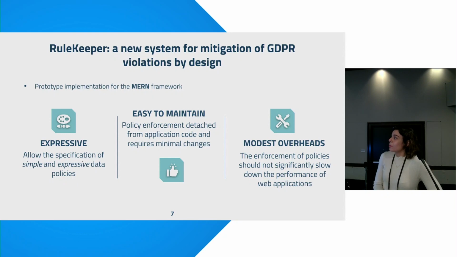For this reason, we built RuleKeeper. RuleKeeper is a system to mitigate these GDPR compliance violations in web applications by design. We built a prototype for the MERN framework, the one that I showed you in the example. And when building RuleKeeper, we focused on 3 main properties. So we wanted our system to be expressive, to be able to accommodate the different application scenarios. We wanted it to be easy to maintain, so detaching as much as possible the policy enforcement code from the application code, and of course with acceptable overheads.